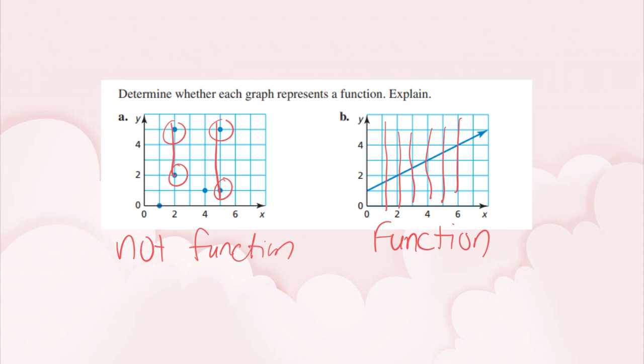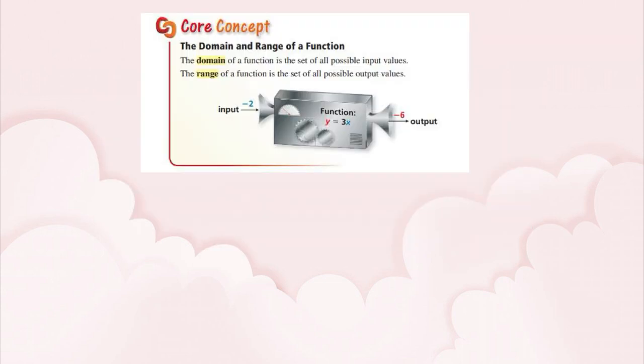Okay, so we've seen them in graphs. We could see them in tables and in ordered pairs. So in the end, always remember, this is your X and this is your Y. Can Y be repeated? Can X be repeated? No. Okay, let's go on to the next slide.